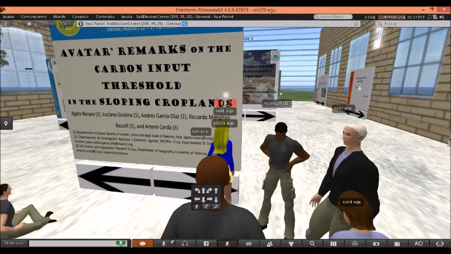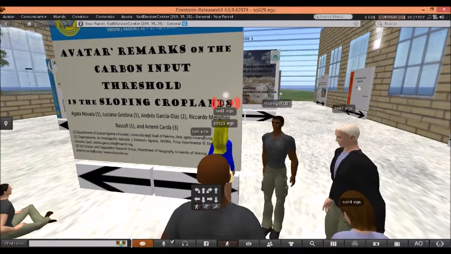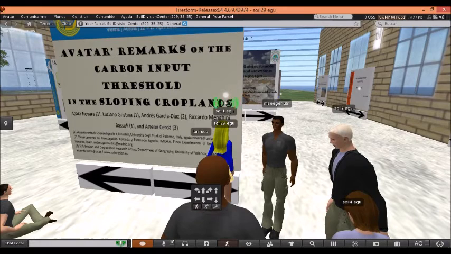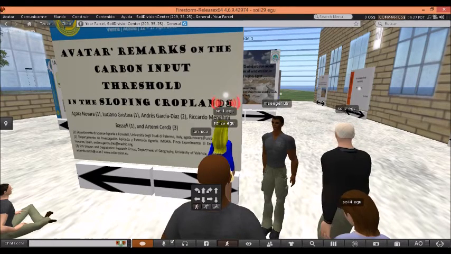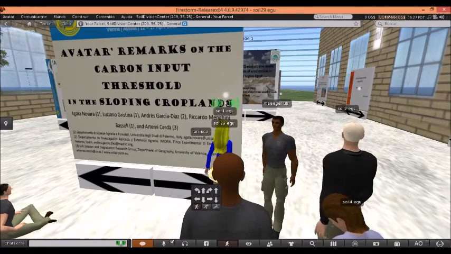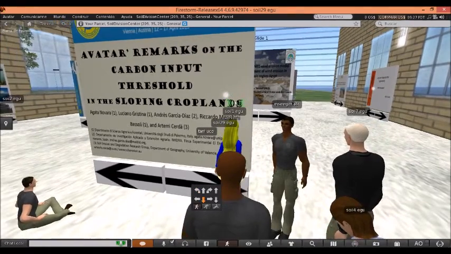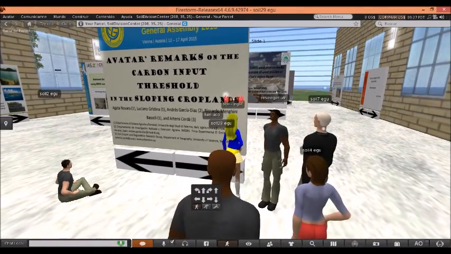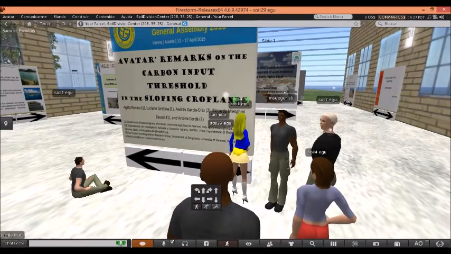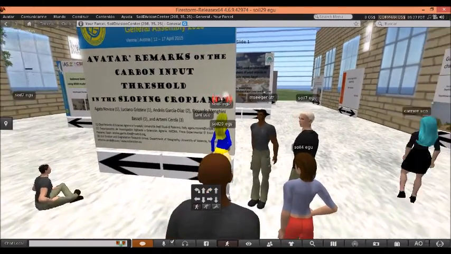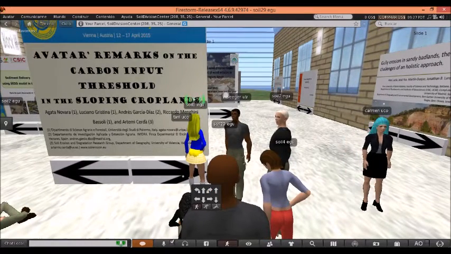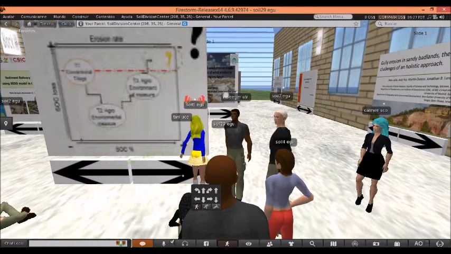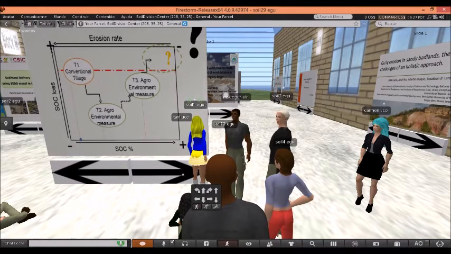I'm saying that in the sloping croplands, agro-environmental measure in the last year has been proposed for erosion control through the soil vegetation cover and carbon increase. The aim of this work was to understand if soil organic carbon erosion losses under agro-environmental measure can be higher than conventional tillage.